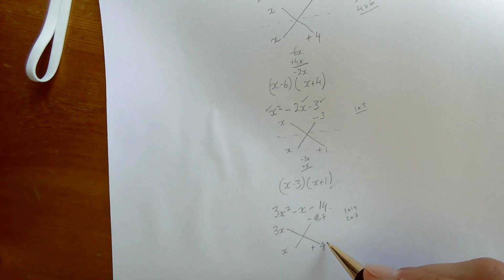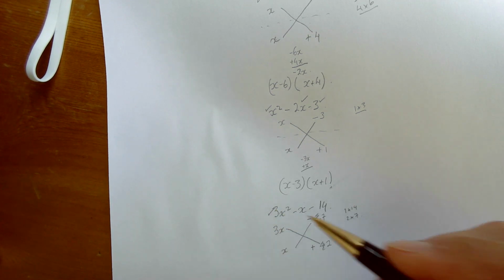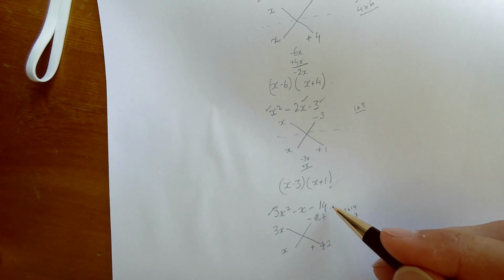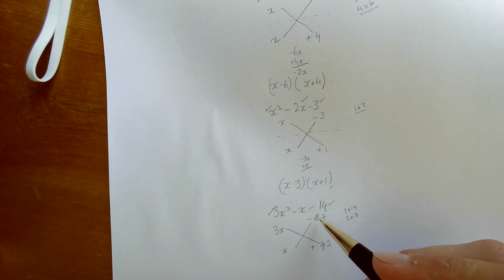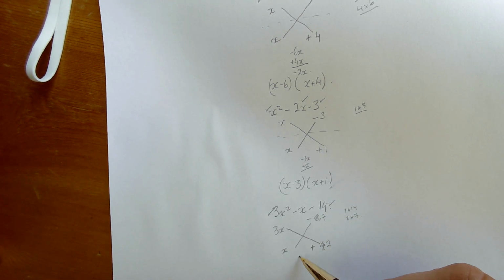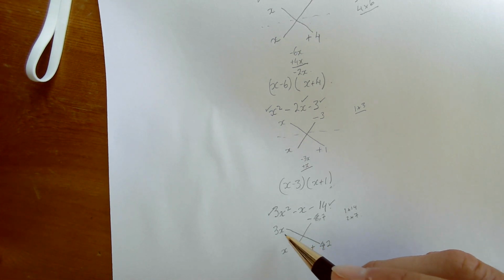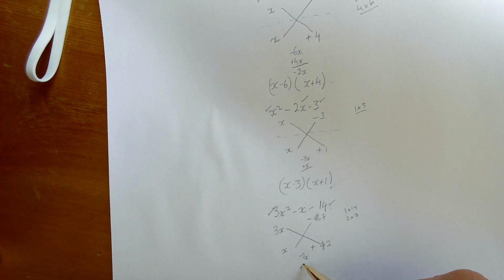So let's swap them around, and we put our 7 up here and our 2 down here and see how things work out. x times 3x is 3x squared. Super. 2 times minus 7 is minus 14. We're looking good. Going across, we have minus 7 times x is minus 7x, and plus 2 times 3x is plus 6x. So minus 7x plus 6x is minus x. Isn't that exactly what we're looking for? So we can draw our line across here, and we can say that our factors are 3x minus 7 times x plus 2.